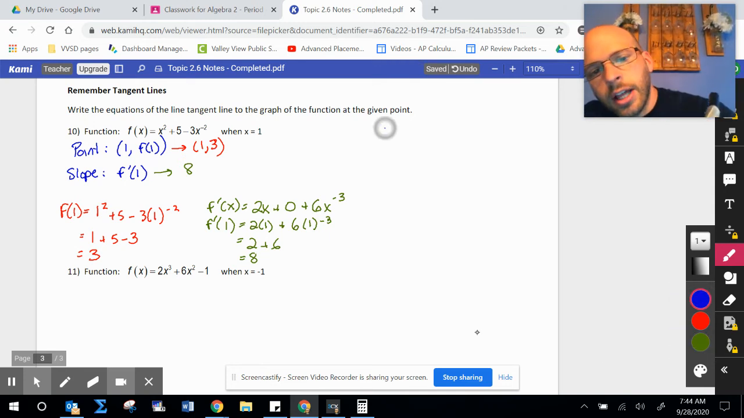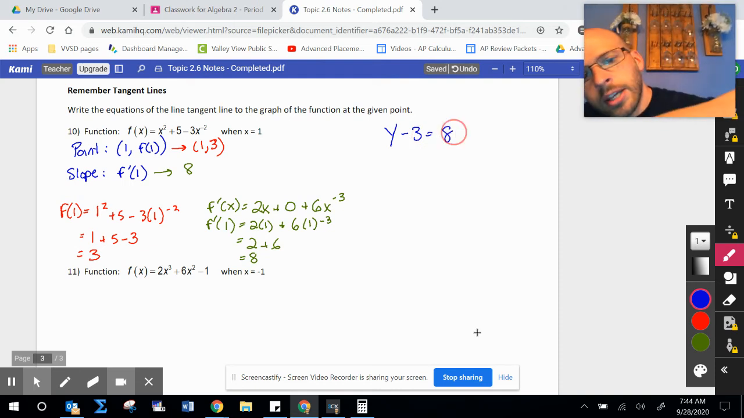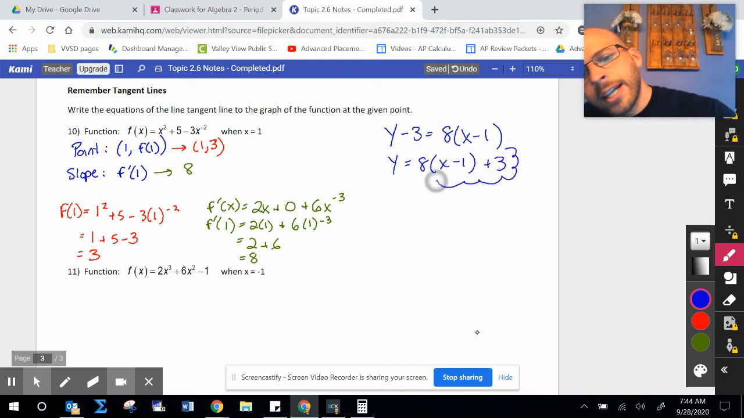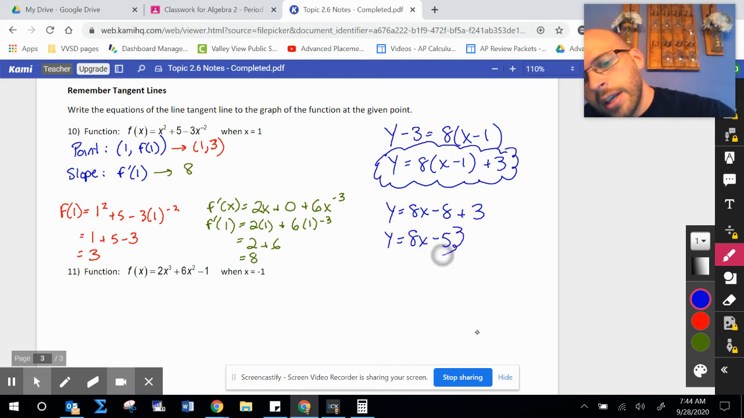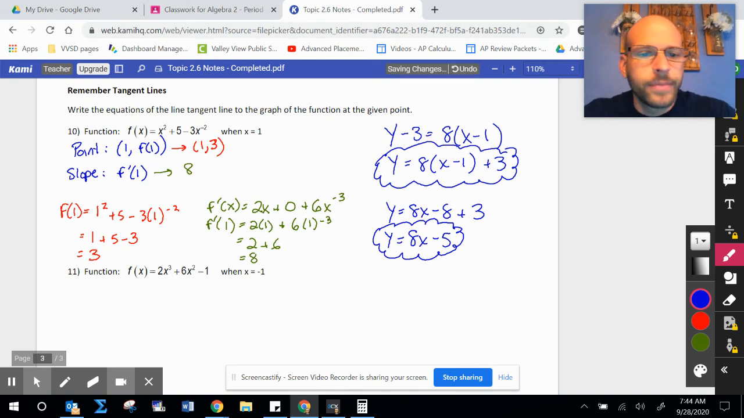So my tangent line, I can say, is y minus 3 equals 8 times x minus 1. We always get this to be y equals. So add the 3 over. I would take this as an answer. You can distribute it. So y equals 8x minus 8 plus 3. And you can combine like terms, 8x minus 5. And this would be your slope-intercept form.